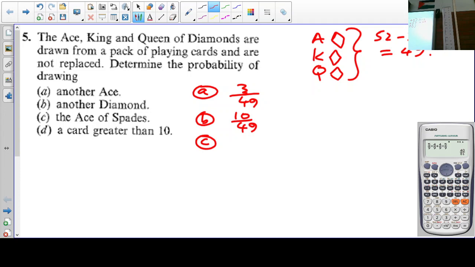The ace of spades. 1 out of 49. Why 49 and not 52? Because these 3 cards are not replaced back into the pack.